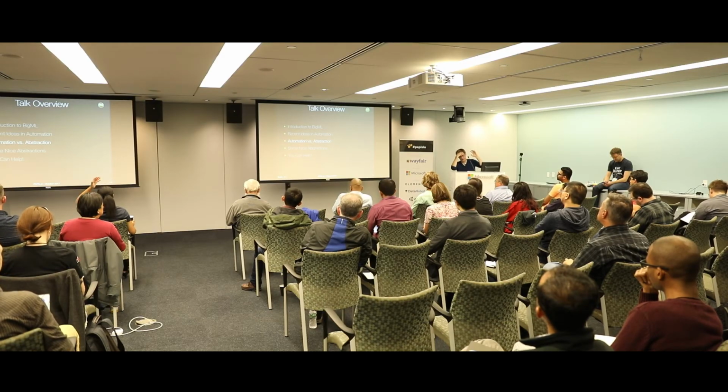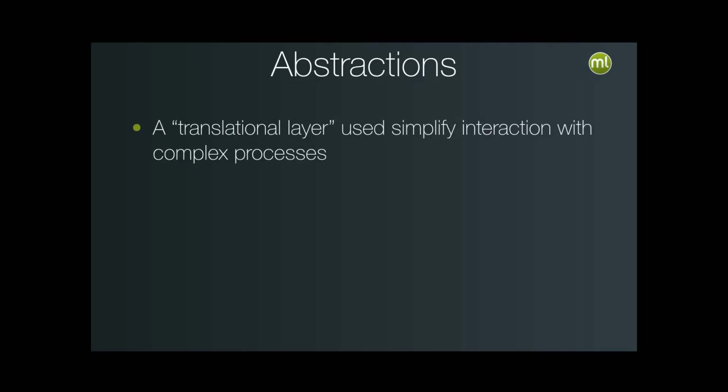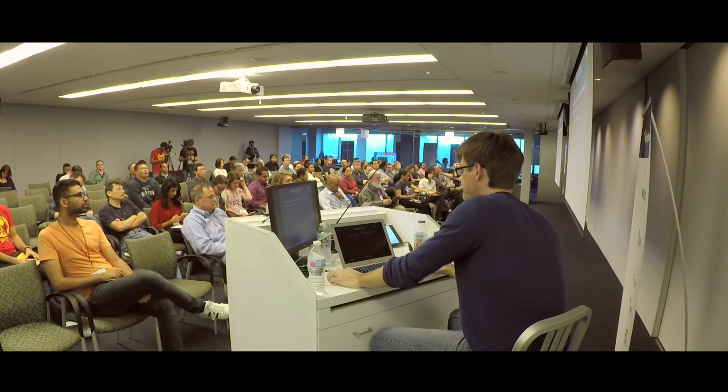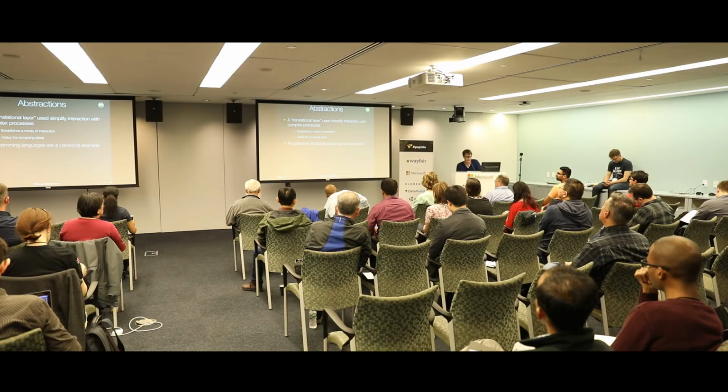And so that's kind of my argument against automation, is it basically hides detail. And hiding detail is great, but hiding detail is not the entire answer to how to get machine learning into the hands of non-experts. So the other thing I want to talk about here is the notion of abstractions. Everybody who's a programmer knows about abstractions. Basically, you have some translational layer that hides detail from you, but also provides rich opportunity to interact with the underlying process. So these are the two principles of an abstraction: it establishes some nice mode of interacting with a process, and it also hides the remaining detail underneath that you don't need to know about.